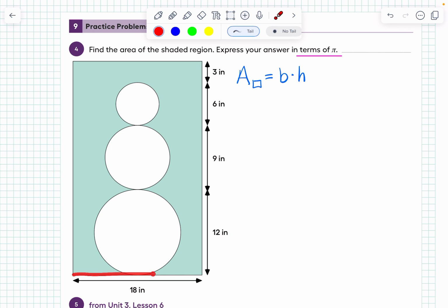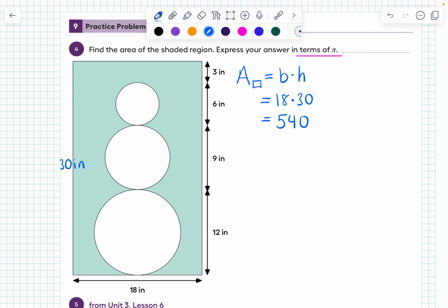So the base is 18 and the height of this, do you agree, would be 3 plus 6 plus 9 plus 12? If you add up all of these numbers, that would get you 30 inches. I'm just going to put this over here on this side. So my plug is 18 times 30, and 18 times 30 is 540.